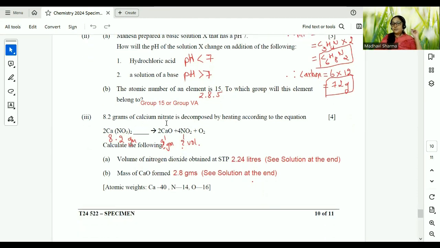8.2 grams of calcium nitrate is decomposed by heating according to this equation. Calculate the following: the volume of nitrogen obtained at STP. The answer I got is 2.24 liters. Let me show you how I got the answer.